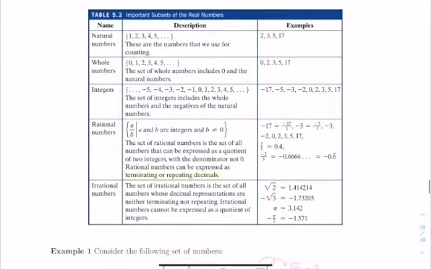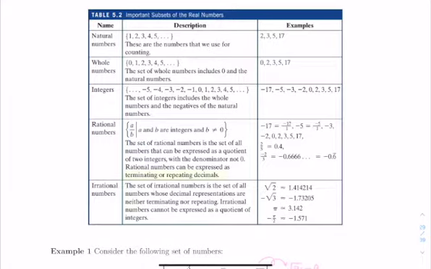The chart below lists each subset of the real numbers. So natural numbers are those counting numbers, 1, 2, 3, 4, 5, and so on. The whole numbers are the natural numbers, but we add 0 to the mix. The integers is the set of the whole numbers plus the negatives of those natural numbers.